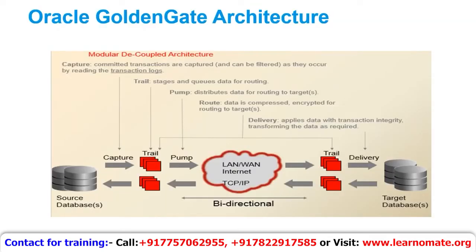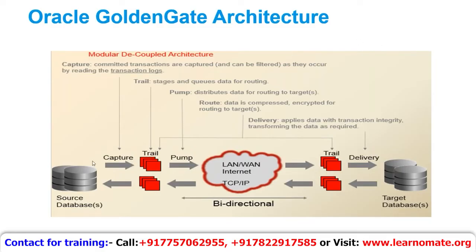So Oracle GoldenGate classic architecture, how it works. Oracle GoldenGate is installed on top of database. So what happens is you have source database and target database. Your source database can be Oracle or any non-Oracle database. Similarly, a target database can be Oracle or any non-Oracle database.